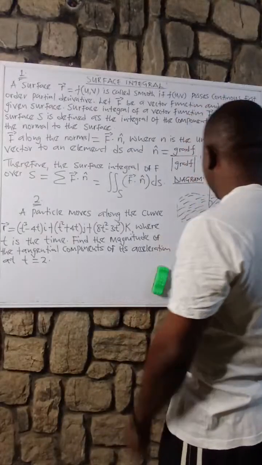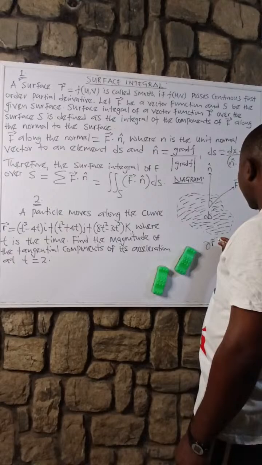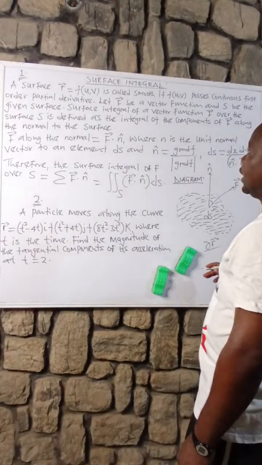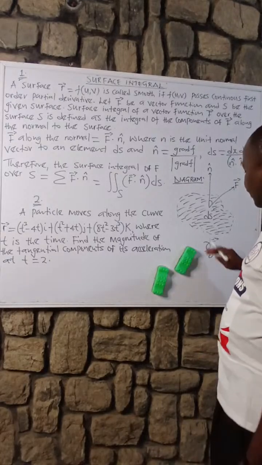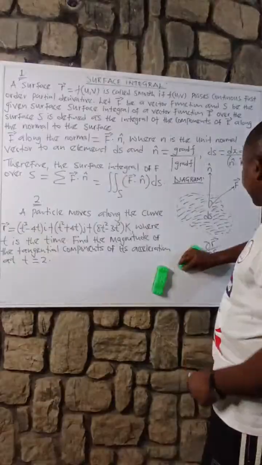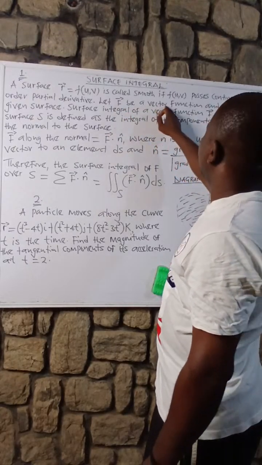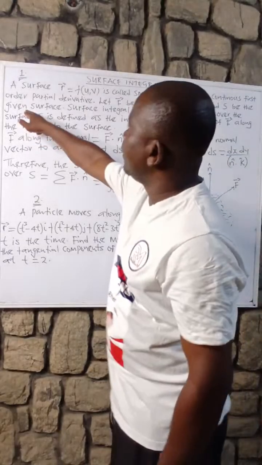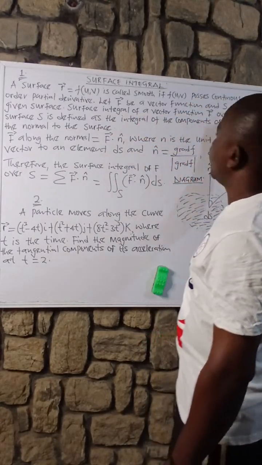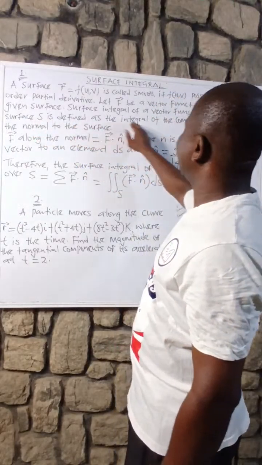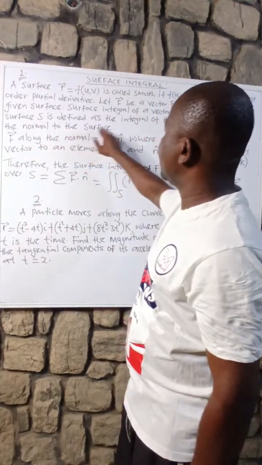That implies that if it is of this form, partial r over any of the function, either partial f, that is what surface integral is trying to explain. Then let vector f be a vector function and S be the given surface. The surface integral of a vector function f over the surface S is defined as the integral of the component of f along the normal to the surface.